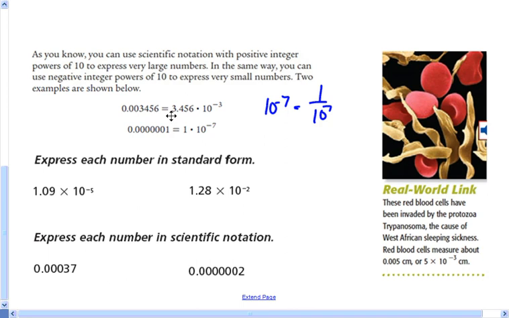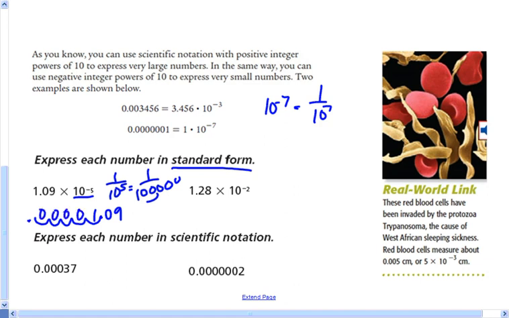All right, so to help you think about this, in standard form, standard means the actual number. When we multiply by 10 to the negative fifth, that's 1 over 10 to the fifth, which is 1 over 100,000, which basically means we're dividing by 10 five times. So if we start with 1.09 and divide by 10 five times, there's 1, 2, 3, 4, 5. We put the decimal there, fill those in with zeros, and we get 0.0000109, which is 109 over 10,000,000.